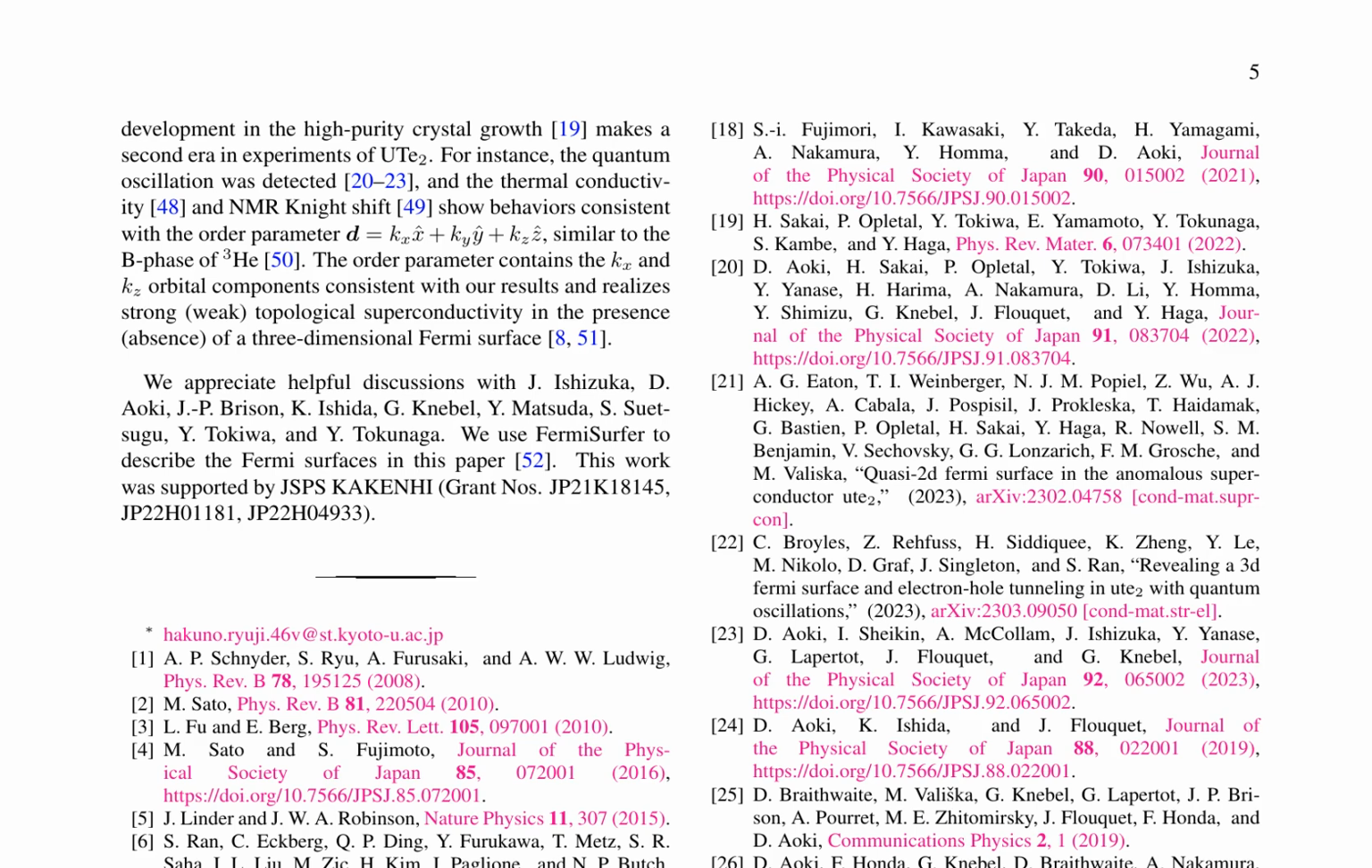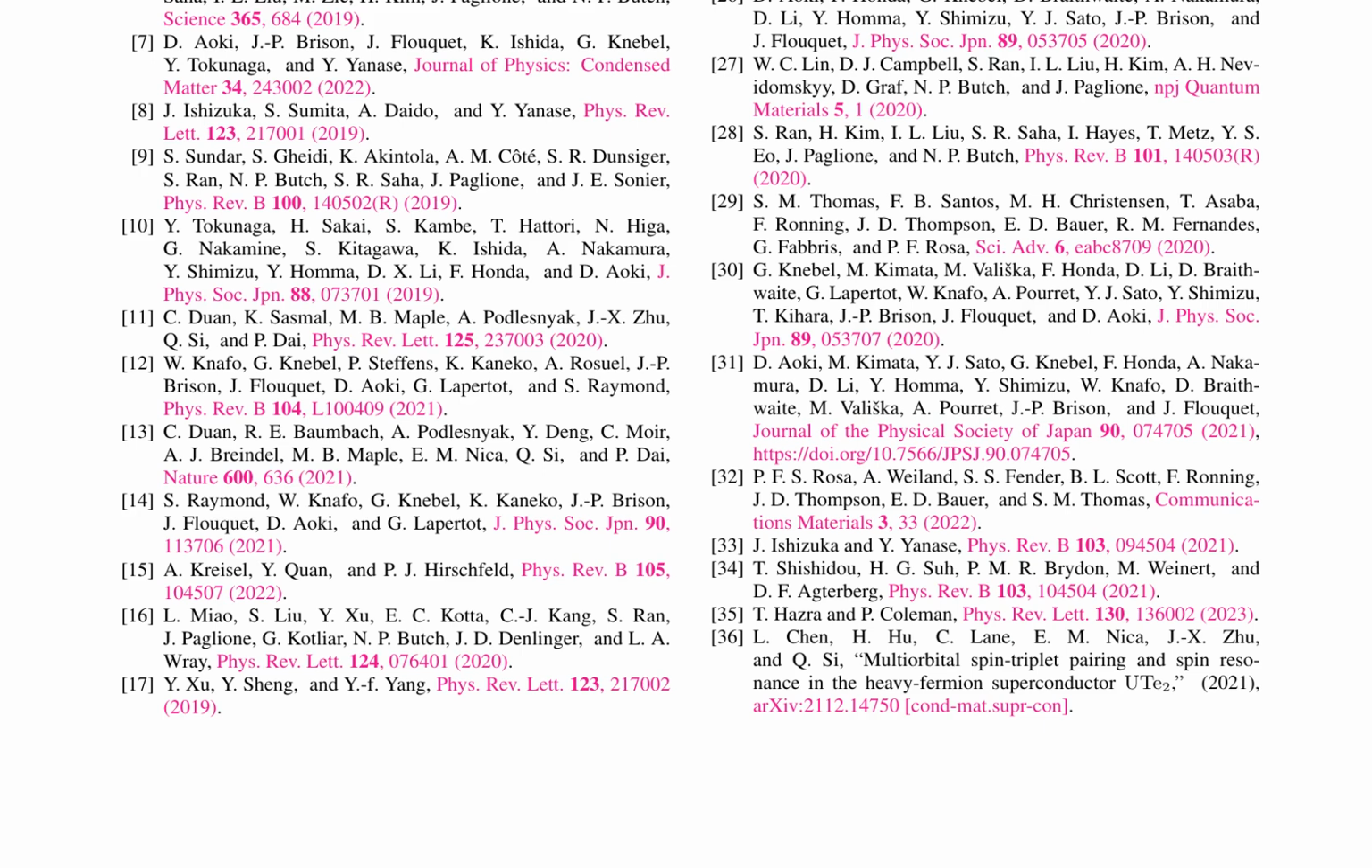Recent advances in high-purity crystal growth of UTe2 have led to a resurgence of experiments in this field. Quantum oscillation, thermal conductivity, and NMR Knight shift measurements have revealed behaviors consistent with the order parameter d equals k_x plus i k_y, similar to the B phase of 3He. This order parameter realizes strong, weak, topological superconductivity in the presence/absence of a 3-dimensional Fermi surface.